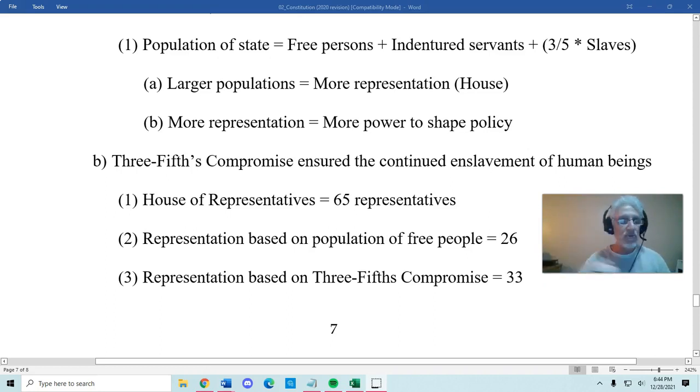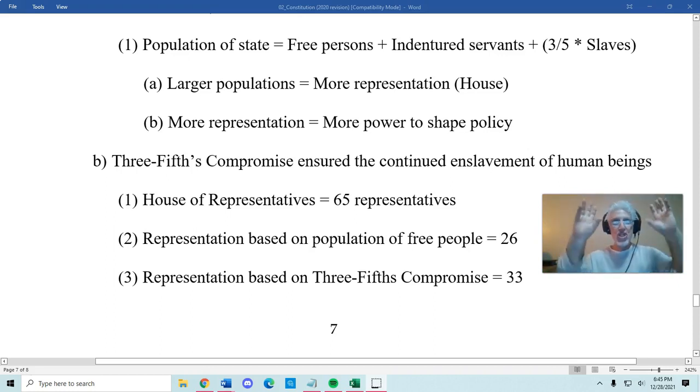I'm just arbitrarily calling slave states any state where 15% or more of the population was slaves. They would only have 26 votes. But when representation was based on the 3/5 compromise, with 3/5 of the slaves added in, I calculated that those states would have 33 representatives. And suddenly, what happens? Now those states have a majority. They have the ability to ensure that any attempt to reduce or eliminate slavery gets voted down, because they now comprise a majority in the House of Representatives. That's what the 3/5 compromise did.